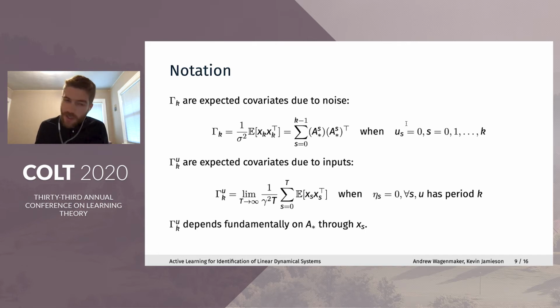And so Gamma k u fundamentally depends on A star through x s. x s is the state produced by our dynamical system, which has A star as a parameter. And so Gamma k and Gamma k u quantify the excitation due to the noise and the excitation due to the inputs. And as we'll see, these quantities pop up in our bounds.